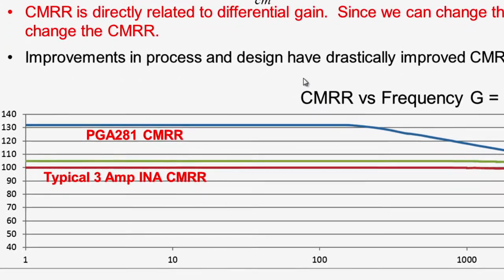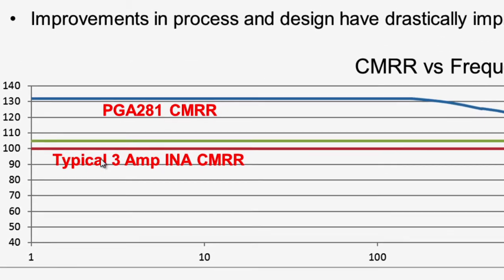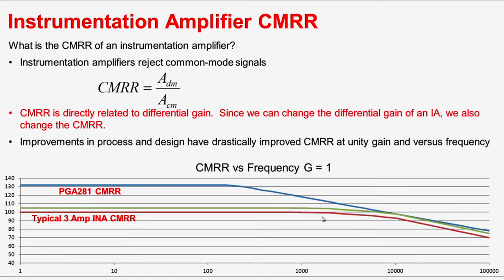This is an example of common mode rejection versus frequency and a gain of 1 for your typical amplifiers. As you can see, for your typical 3 amp INA, the common mode is around 100 dB. Some of them get as good as 105 dB. However, you are very much limited by the design of the device. The other point to make on this is that it degrades as you go across frequency. And this has to do with the design of the device and the process attributes that are associated with it.